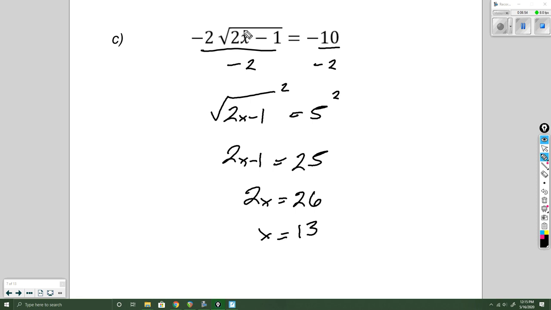If we plug that back in, we'll see that it works. 13 times 2 is 26, minus 1 is 25. The square root of which is 5. And then -2 times 5 is -10.